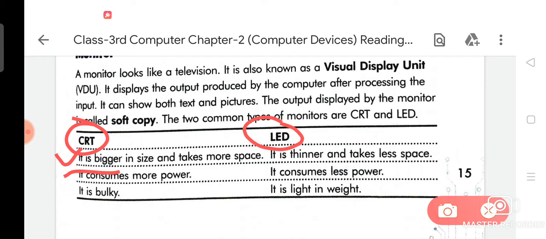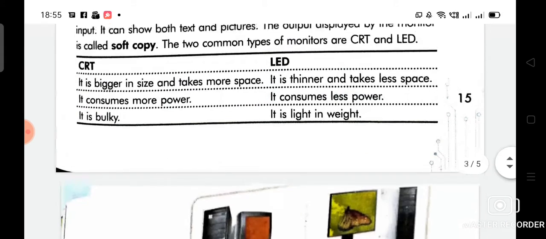CRT is bigger in size and takes more space. It consumes more power and it is bulky. Now we are going to read about LED. It is thinner and takes less space. It consumes less power. It is light in weight. So please turn over the page.